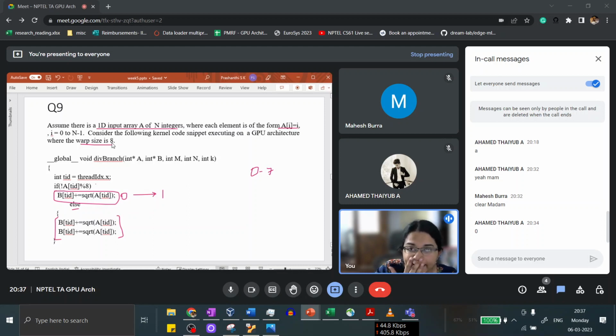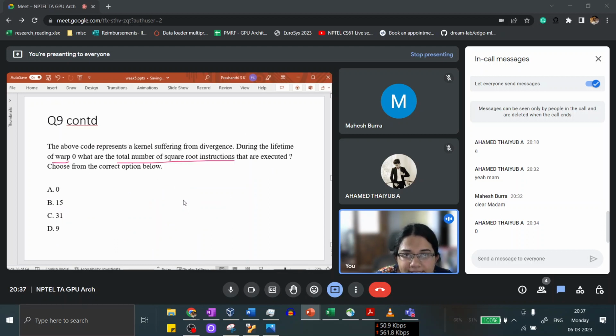So there are totally 8 threads. One of these threads will go here. The other 7 of them will come to this branch. And here each thread executes 2 square root instructions. So totally you will have 7 into 2, which is 14 square root instructions for TIDs 1 to 7, and a total of 1 square root instruction for TID 0. So totally it is 1 plus 14, which comes out to be 15 square root instructions for warp 0.